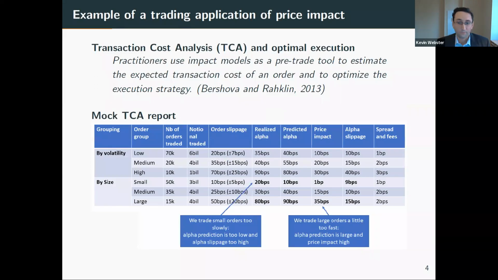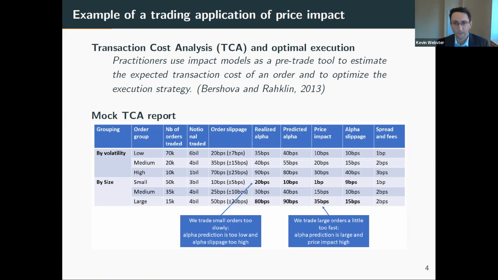In practice, the industry uses price impact models for transaction cost analysis, often called TCA, and optimal execution. There are plenty of other applications, but these are the two most canonical ones. To give an example, I'm going to quote Bouchaud and Wang. They are two senior quants at Alliance and Bernstein, who in 2013 used internal proprietary data of Alliance and Bernstein to both fit an impact model and apply it to TCA. In their paper, the two authors state, practitioners use impact models as a pre-trade tool to estimate the expected transaction cost of an order and to optimize the execution strategy.